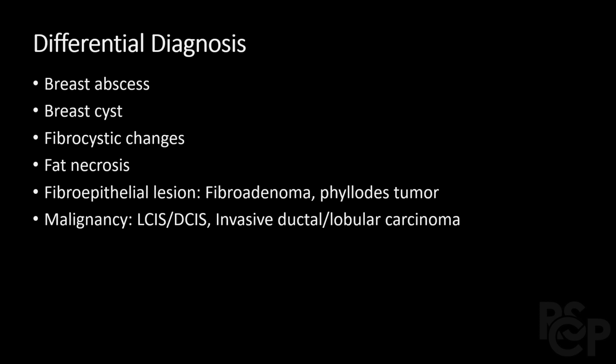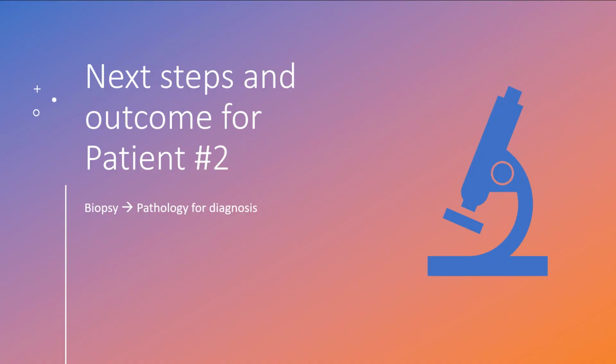So both of our women have breast masses, and what could be causing this? Well, the differential is, broadly speaking, a breast abscess, a breast cyst, fibrocystic changes, fat necrosis, some sort of fibroepithelial lesion, so for example, fibroadenoma or a Phyllodes tumor, or something worse, such as malignancy. So there could be LCIS, DCIS, or some sort of invasive carcinoma. So in these cases, patient number one, just based on the imaging, we're probably going to assume that is a fibroadenoma. Patient number two, based on her age, should be more likely to get a biopsy.